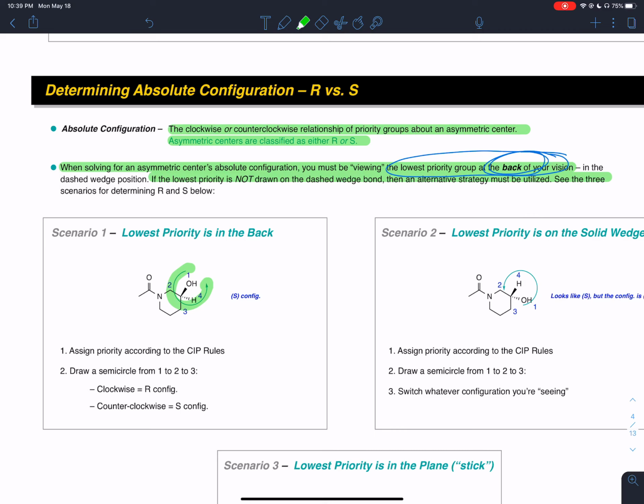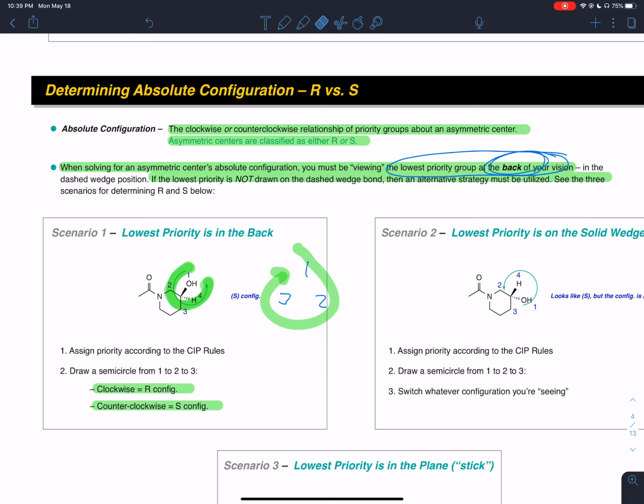And if the lowest priority is in the back and you go in a counterclockwise fashion from 1 to 2 to 3, that would be the S configuration. But if from 1 to 2 to 3 you went in a clockwise fashion, assuming the lowest priority 4 is in the back of your vision, that would give you the R configuration. Clockwise is R, counterclockwise is S.